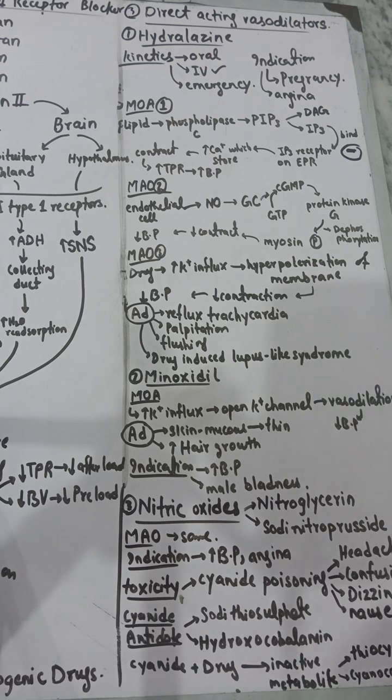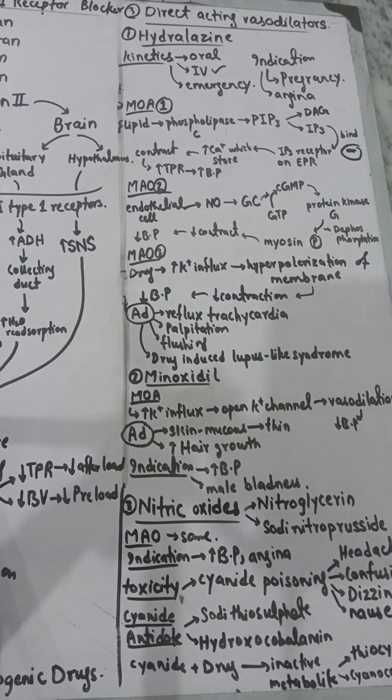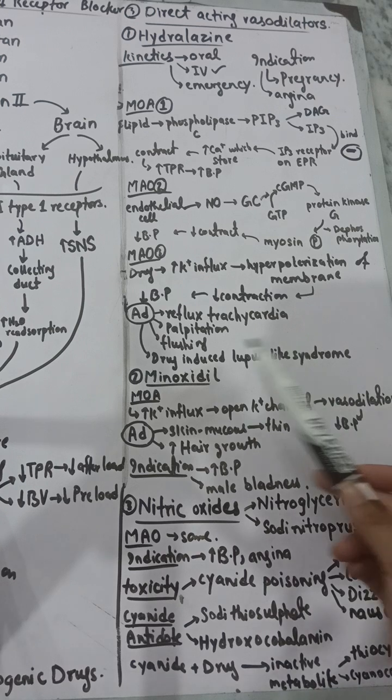Because whenever the blood pressure decreases, this will be sensed by your heart. As a result, your heart senses it and increases your heart rate. So these two opposite mechanisms are happening. Your heart rate is increased, because the word tachycardia means increased heart rate, and your blood pressure is decreased. So this is the adverse effect.